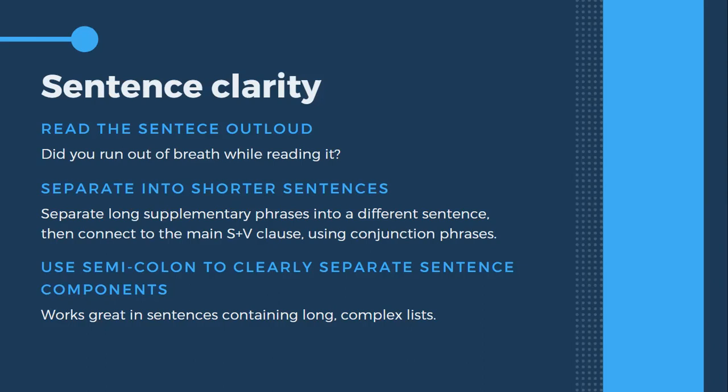Another way that you can do it is that if your sentence is not able to be separated into shorter sentences because it is long because it contains a long list with long complex list items, what you can do is that instead of using your comma to separate the list items, you can use semicolons to separate those list items.